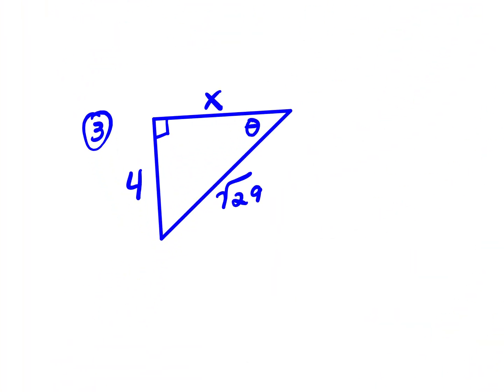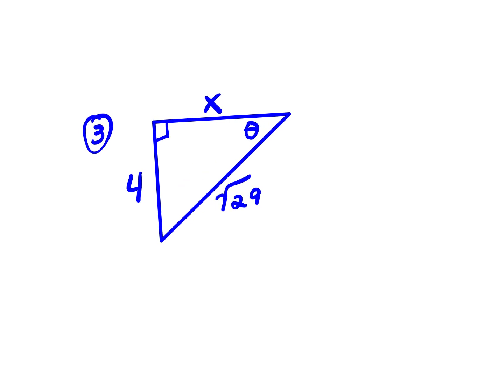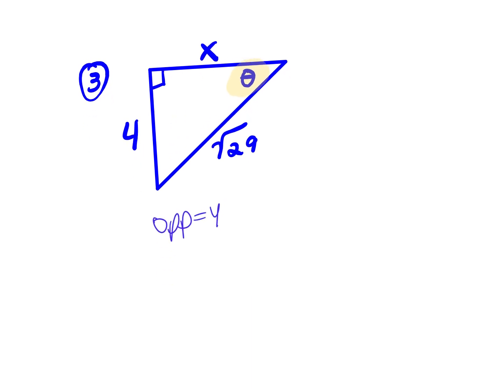All right, moving along. Still dealing with the right triangle? Yes, we're still dealing with the right triangle. I know it's a right triangle because of that little square. So I'm going to look here and I just identify what I have and what I'm looking for. In reference to theta, what is 4? In reference to theta, what is the square root of 29? It's the hypotenuse.